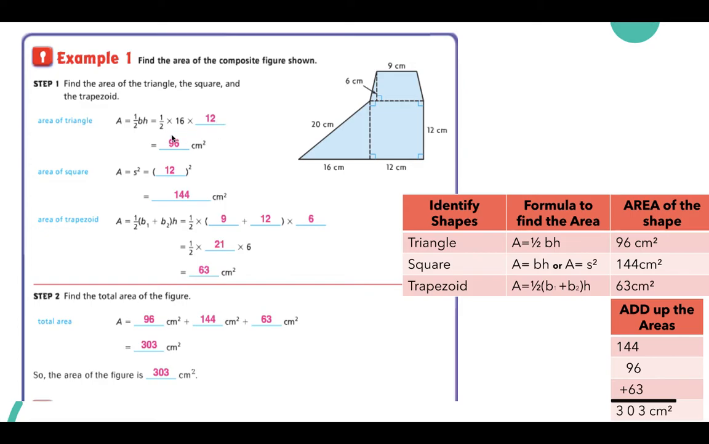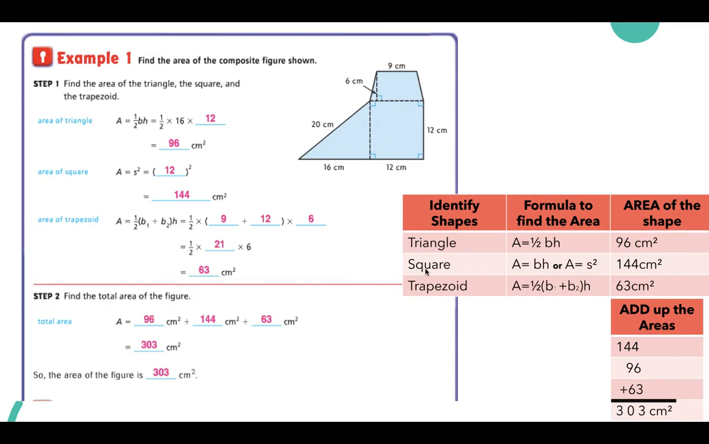Now I can start my math. Half of 16 is 8. They didn't write it down, but it's 8. 8 times 12 is 96. So I know that 96 centimeters squared, because I'm talking about area, is the area of the triangle. Boom. Done with that. Check. Okay, I'm done with the triangle.